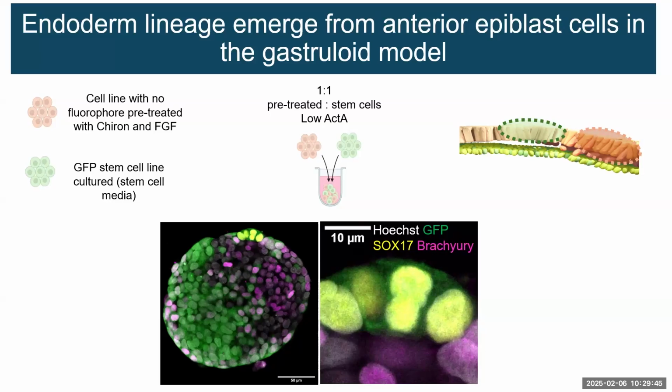So that means that the stem cells, which should be labeled as GFP cells, are labeled with green in the cytoplasm. The GFP protein is just ubiquitous. And we see a cluster of cells emerging after 24 hours expressing SOX17, which is a marker of definitive endoderm.